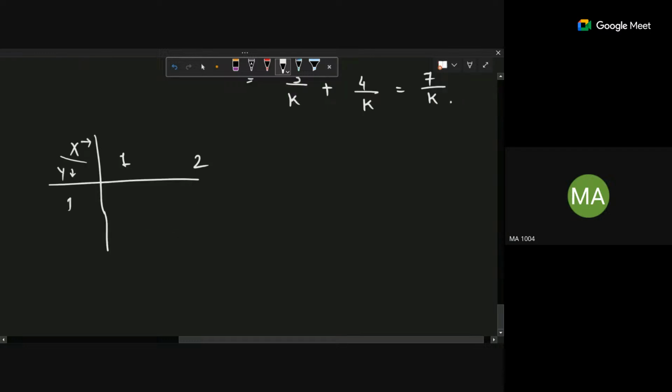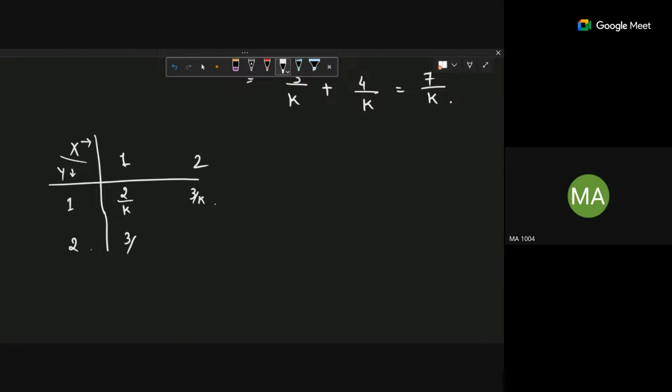There are also 1 and 2. So, okay, what is the probability here? 1, 1. So, i plus j by k. So, 2 by k. Again, this will be 3 by k, 3 by k, and 4 by k. So, how to get the value of k then?